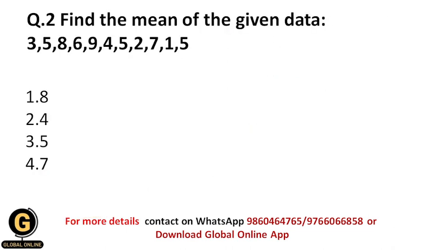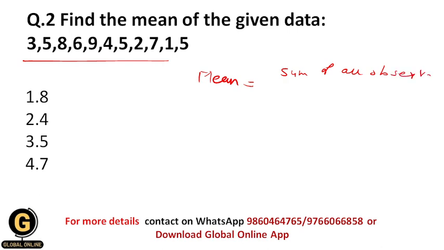Now next is find the mean of the given data. Now they have given you the data set and you need to find out its mean value. As I have told you earlier in this video, whenever you need to find the mean, that is nothing but the arithmetic mean, and its formula will be the sum of all the observations divided by the number of observations.